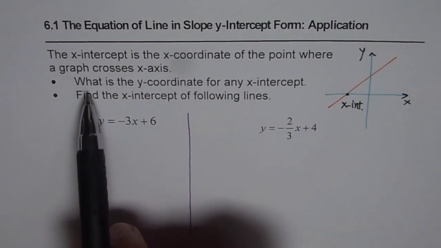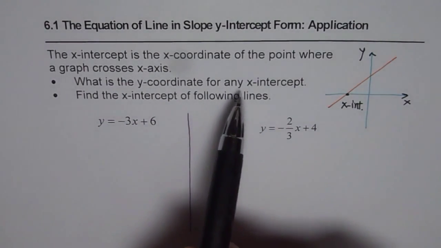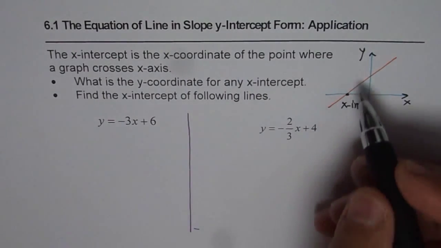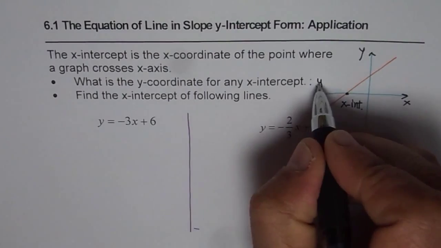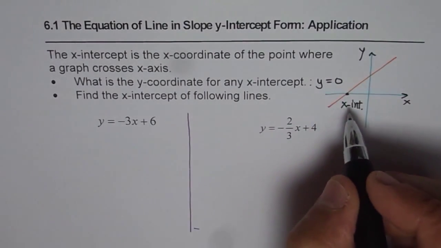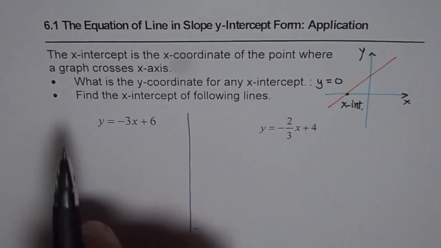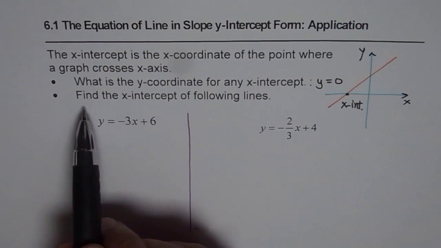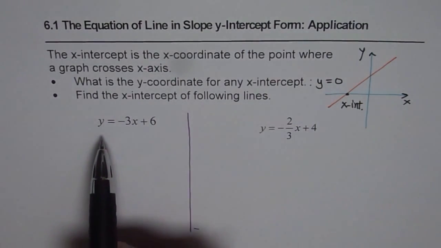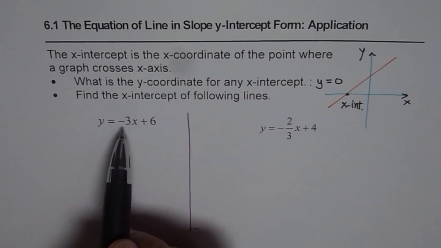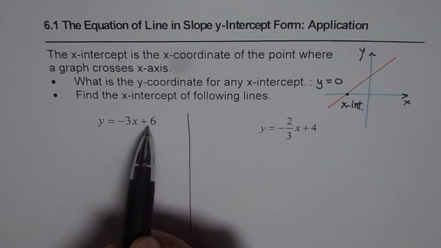Now the question is, what is the y-coordinate for any x-intercept? Of course, y has to be 0. So the answer is y equals 0. For any x-intercept, y is 0. Now the second part of the question is, find the x-intercept of the following lines. So let's begin with the first one, which is y equals minus 3x plus 6.